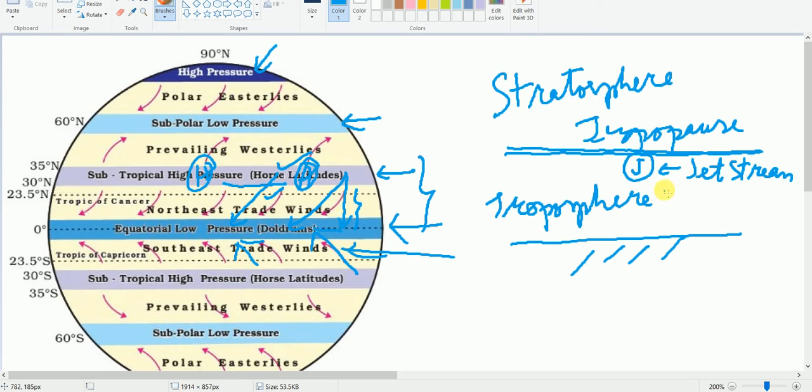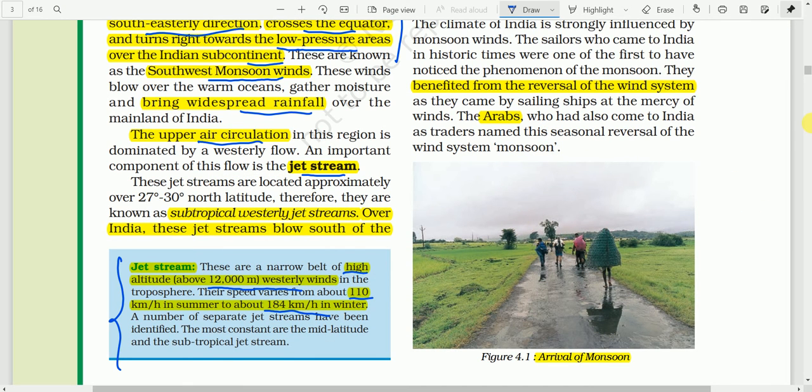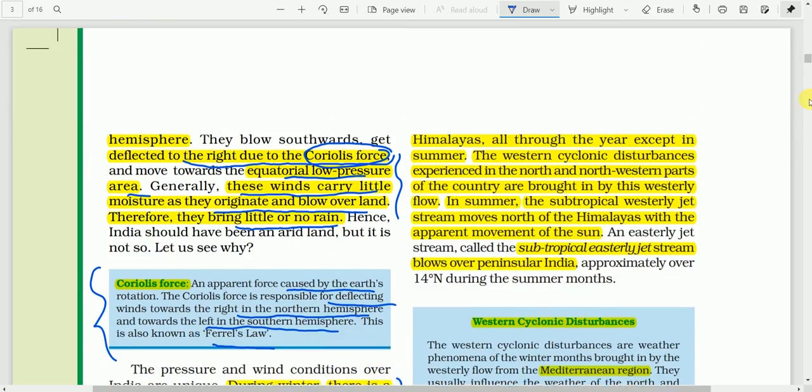It is around 12 kilometers, blowing around 12 kilometers above the surface. This high speed wind which is blowing in the upper troposphere is known as jet streams. These jet streams are located approximately between 27 and 30 degrees north latitude, and therefore they are known as subtropical westerly jet streams over India. This jet stream blows south of the Himalayas.